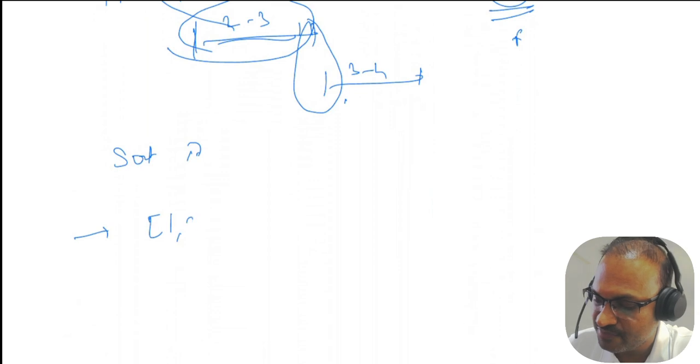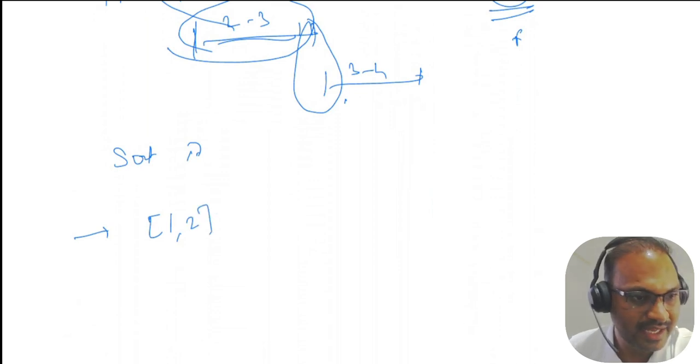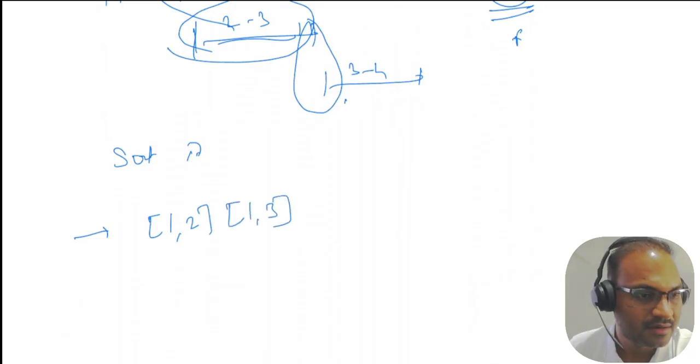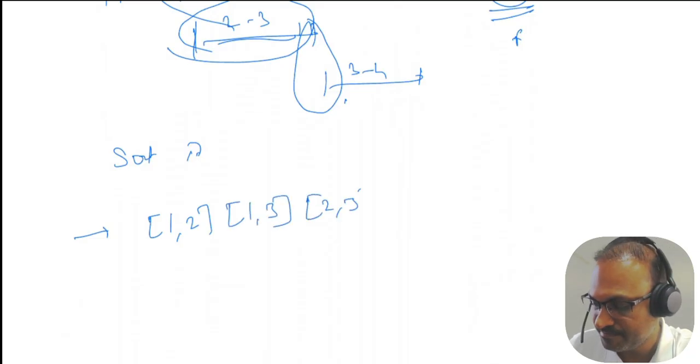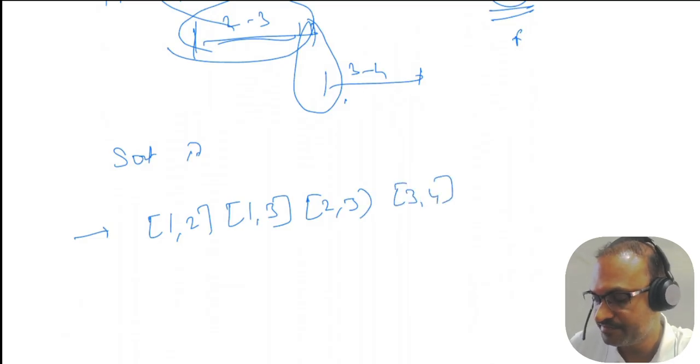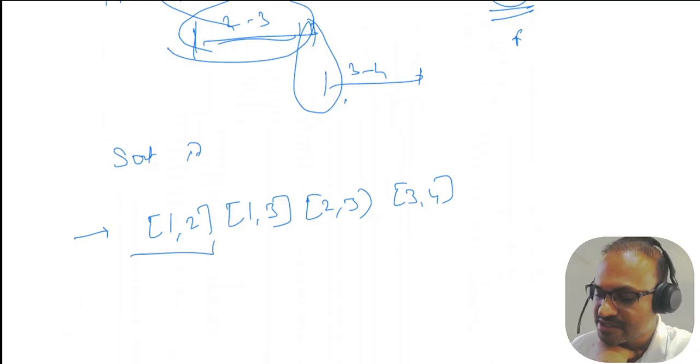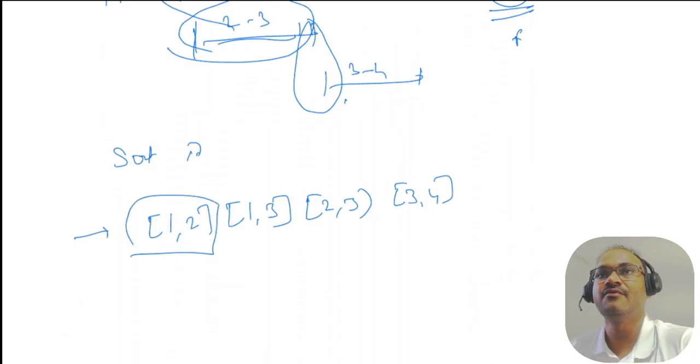It will be 1 2, then 1 3, then 2 3, then 3 4. Okay, this is what I am able to get right now. What I will do, I will store this somewhere because I wanted to do the comparison from first to second.